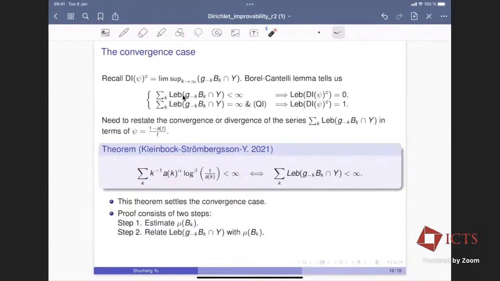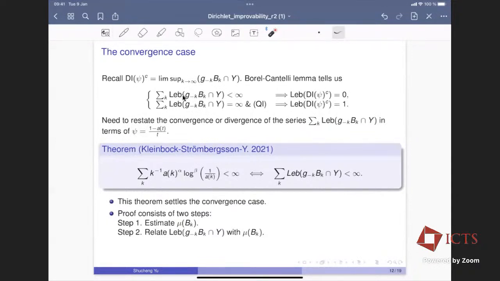So in particular, if you have this equivalence, you can already prove the convergence case, because if we have the series to be convergent, and because of this equivalence, we know that the sum of this Haar measure is convergent, and then by the Borel-Cantelli lemma, we know D_psi complement has 0 Haar measure, or in other words, the set of psi-Dirichlet matrices has full Haar measure.